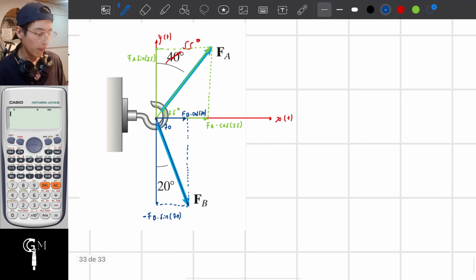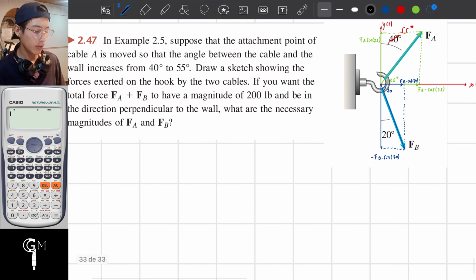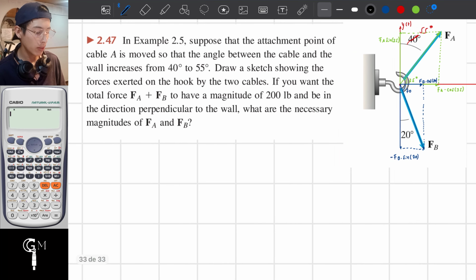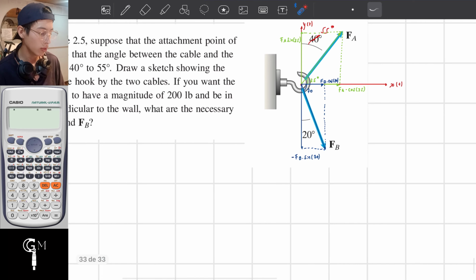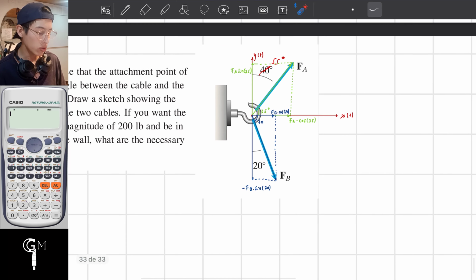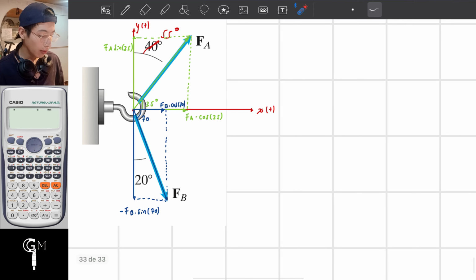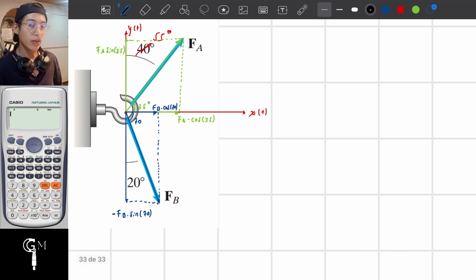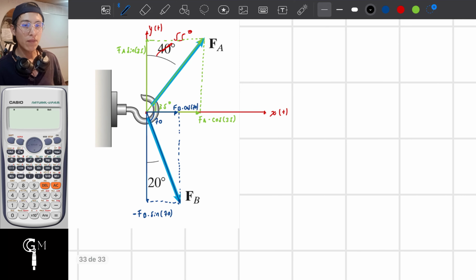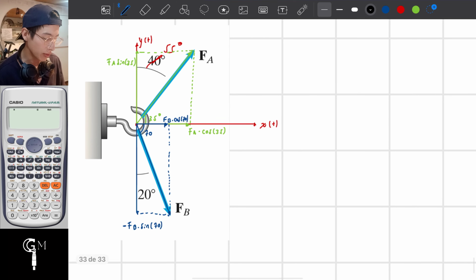Now, we actually already did the first requirement of the exercise: draw a sketch showing the forces exerted on the hook by the two cables. This is a sketch showing all the forces that are being applied to the hook. And now we will solve the second part of the exercise. We will look for the values of FA and FB meeting one requirement, which we will see during the process.